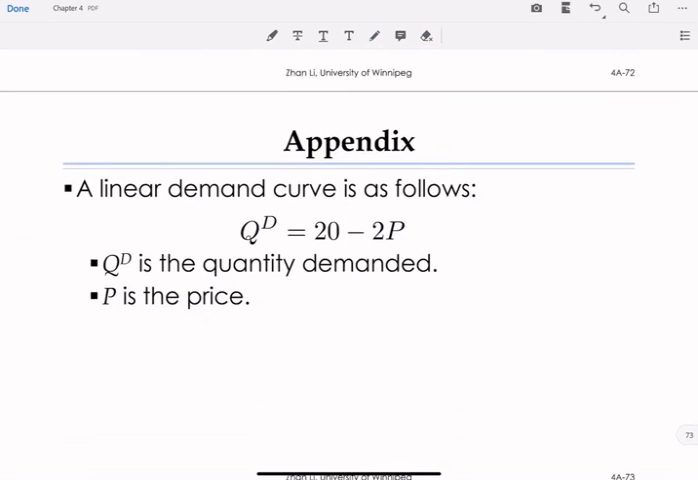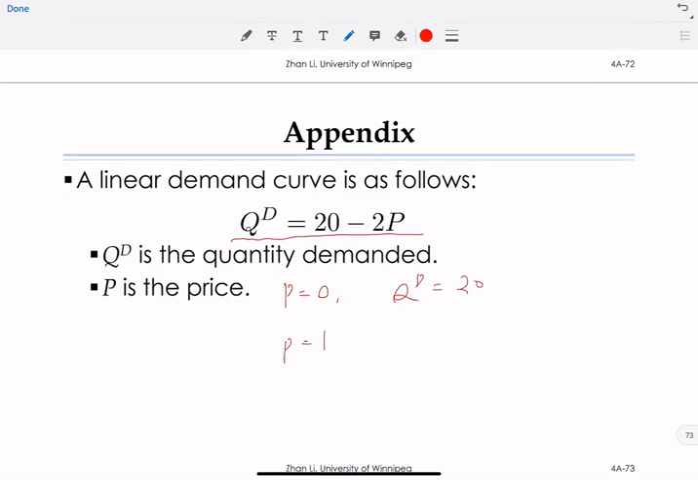So let's start with the demand curve. Let's assume the demand curve is given by an equation. This QD here is quantity demanded, and P here is the market price. So this basically tells you that if price is 0, quantity demanded is 20. If price is 10, then quantity demanded is 0. If price is 5, then quantity demanded is 10.